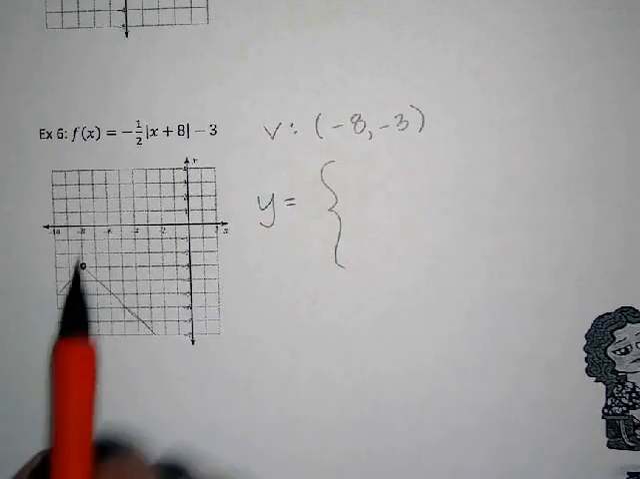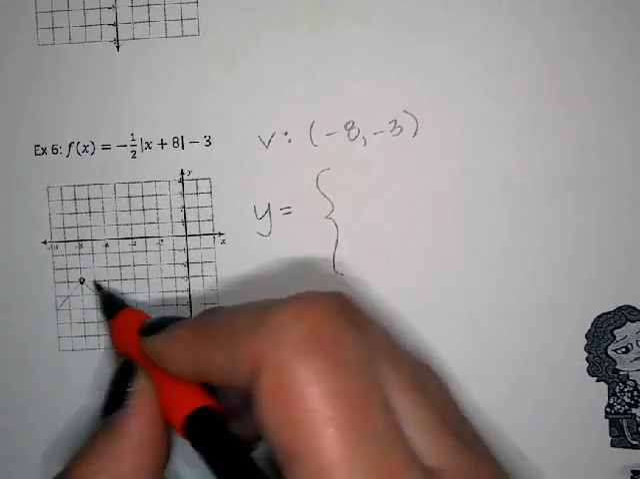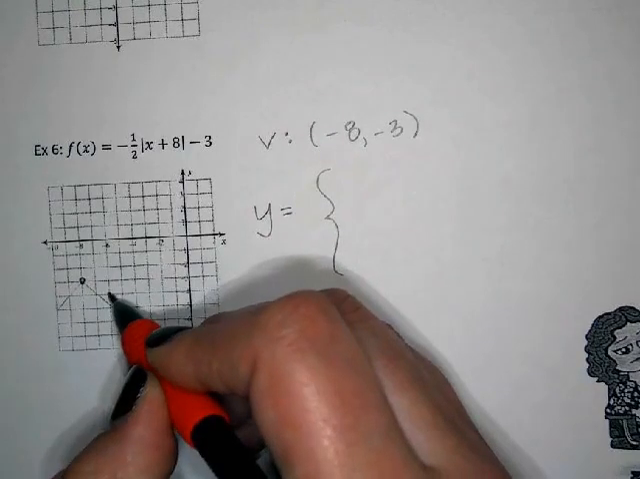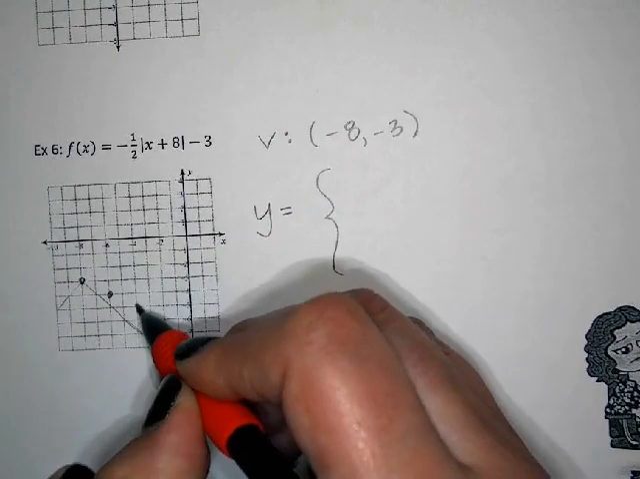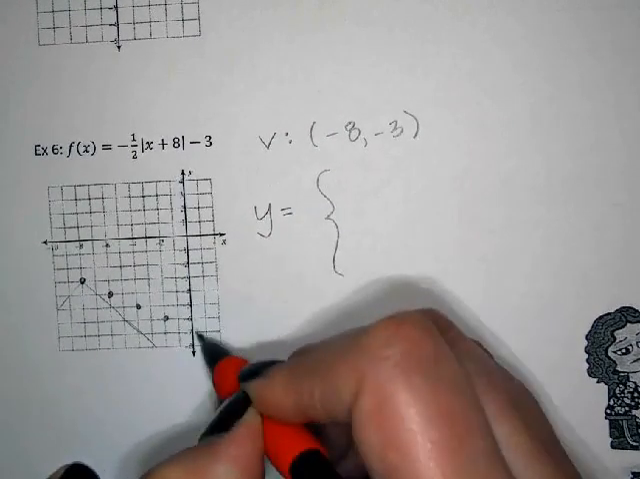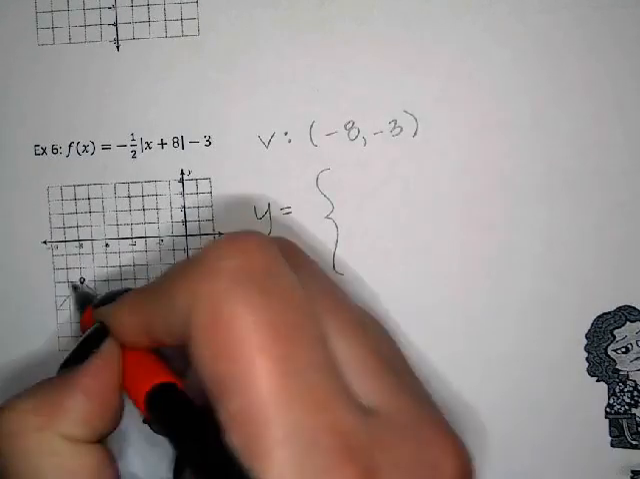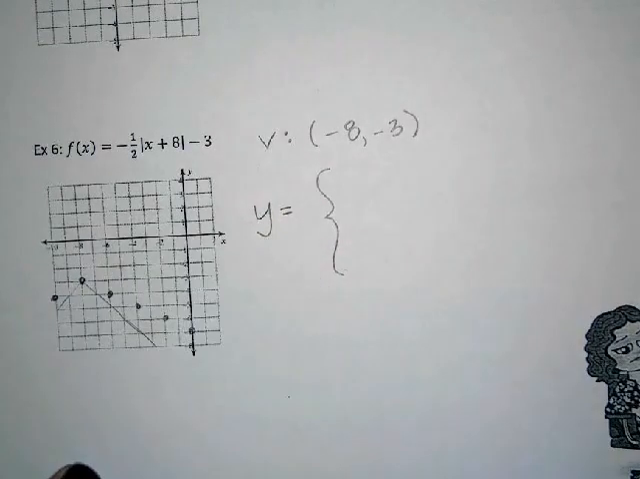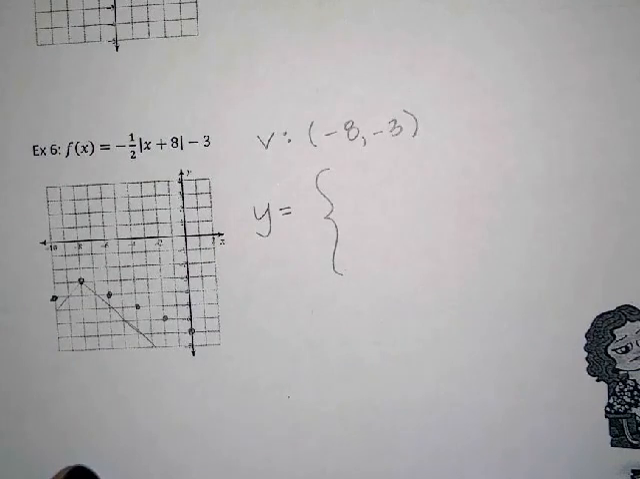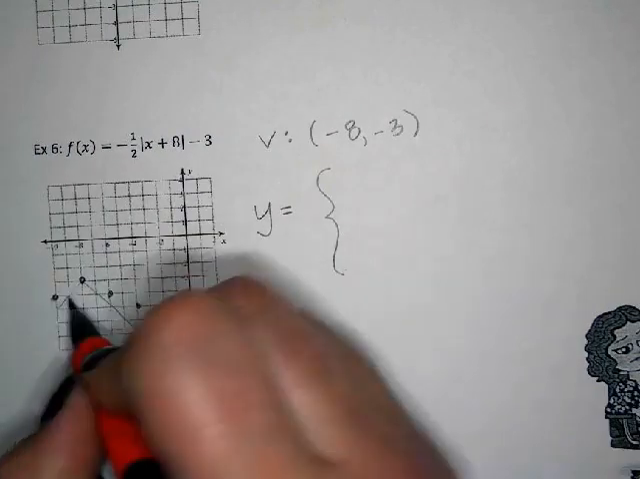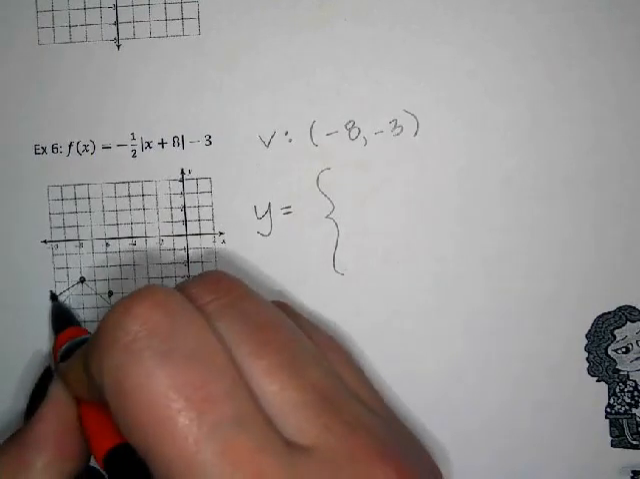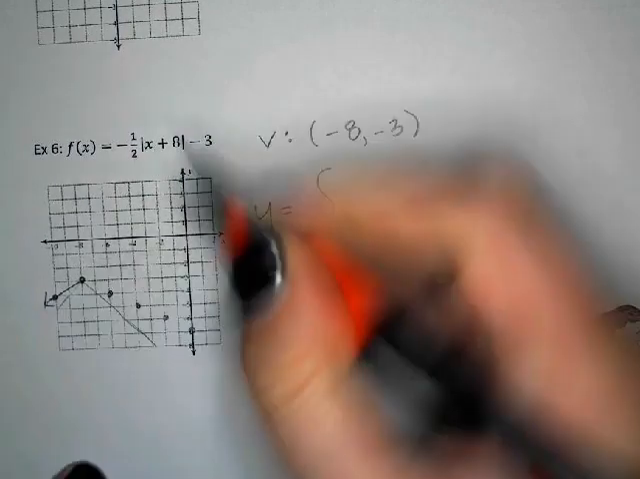Okay. So what the vertical compression would do is it would go over 2, down 1, over 2, down 1, over 2, down 1. Do you guys see how it's wide? Over 2, down 1. That's what it would do. Okay, so this is what our V would actually look like.